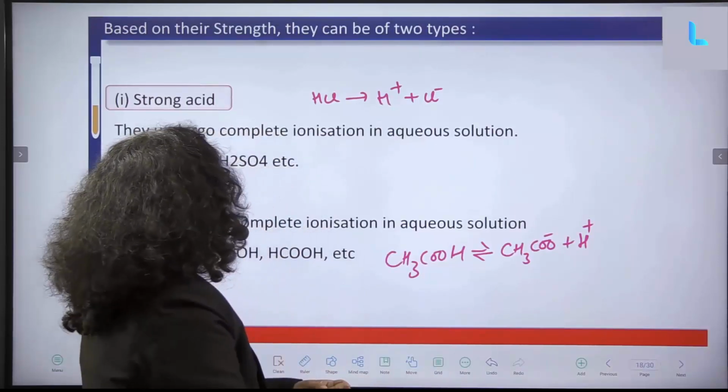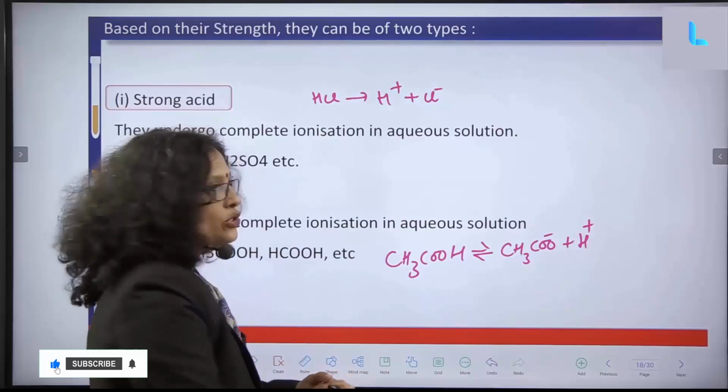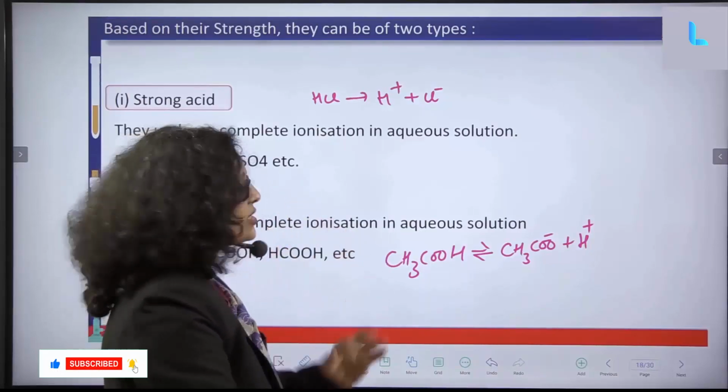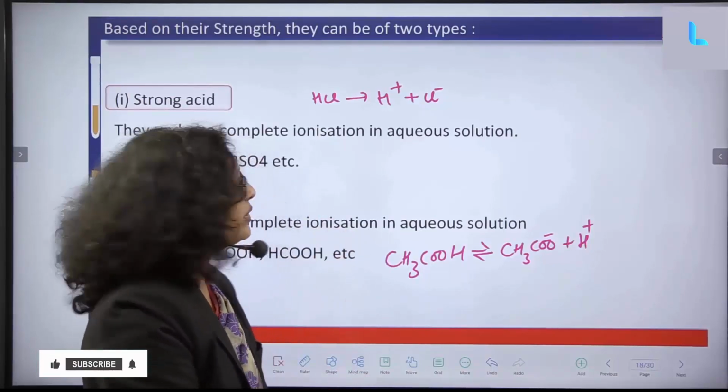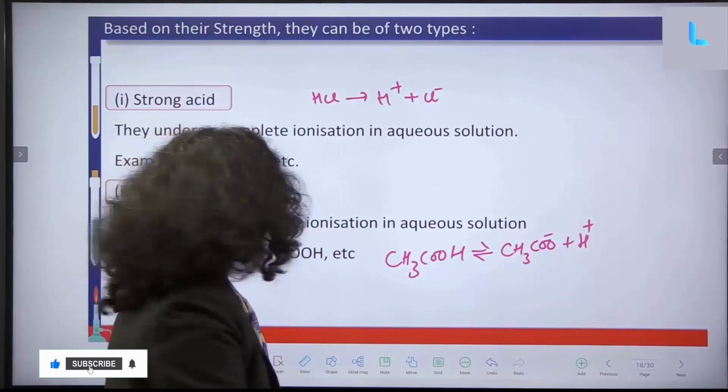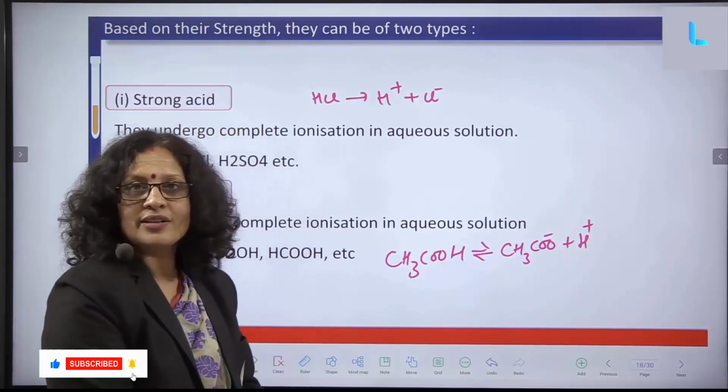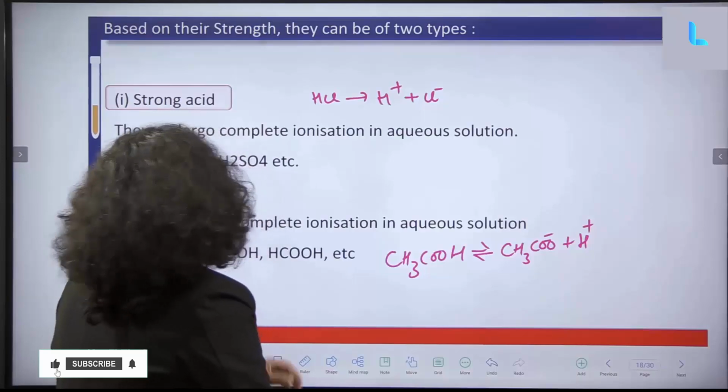Based on their strength, acids can also be of 2 types. Strong acids dissociate completely, so HCl breaks into H plus and Cl minus in aqueous medium. Sulfuric acid, hydrochloric acid, all.